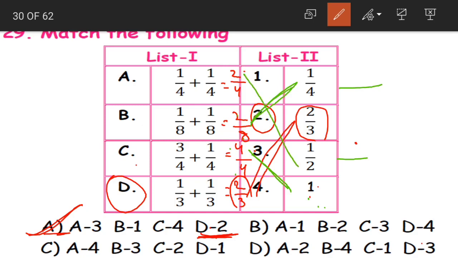2/4 and 1/2. See, 2/4. Here we are having 1 in the numerator. That means we have to divide by 2. 2 divided by 2 is 1. 4 divided by 2 is 2. So 2/4 is matched with 1/2.